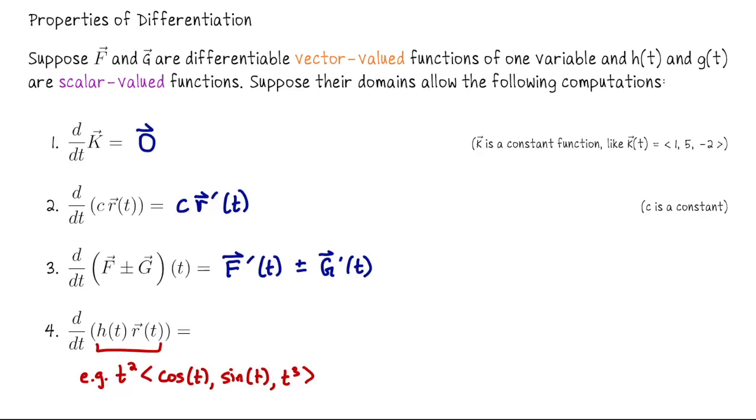The derivative of this product, scalar function times a vector function, follows the familiar product rule that you've seen before. So that's going to be little h prime times r plus h times r prime. Okay, these 4 properties all look exactly like properties of differentiation you've seen before. Let's go on to some properties which might look a little bit new because we have some new operations in multivariable calculus.